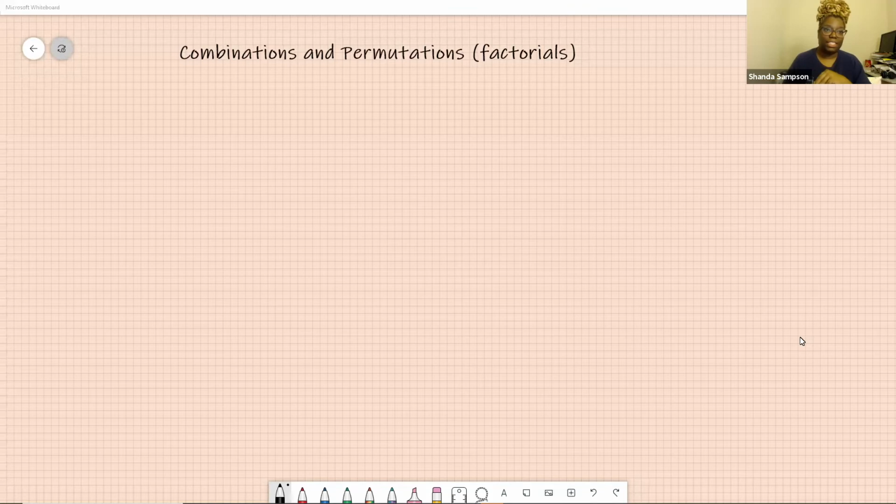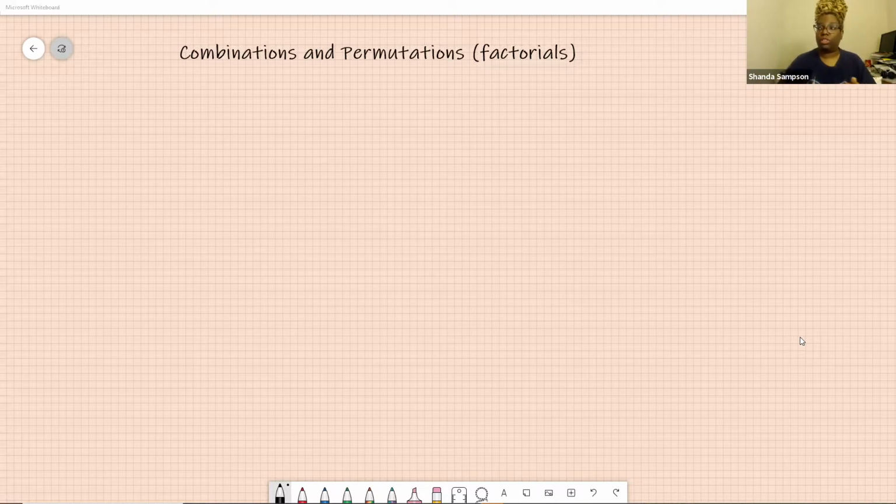Okay, my statisticians, we're back talking about combinations and permutations, which we actually need to start off with factorial. When you need to count the number of ways an object can be chosen out of a group of distinct objects without replacement, that's a combination or a permutation. I'll repeat that. When you need to choose a number of ways to get objects out of a group of distinct objects without replacement, that's called a combination or permutation.